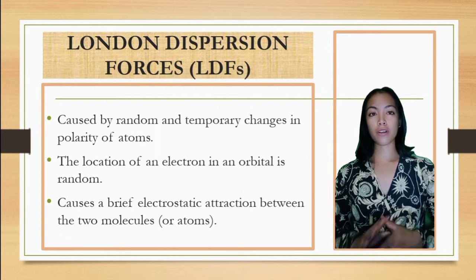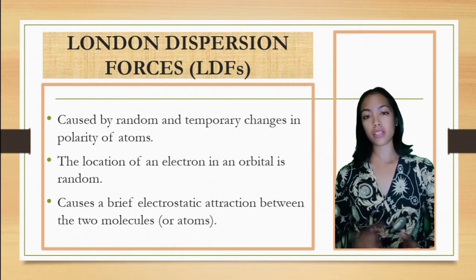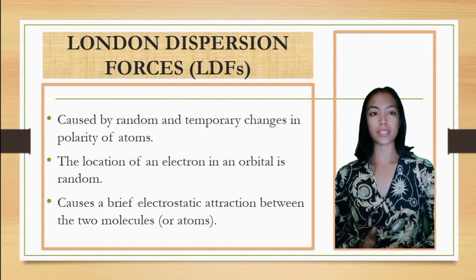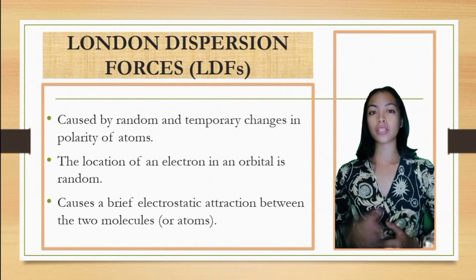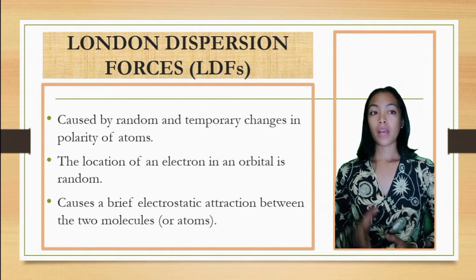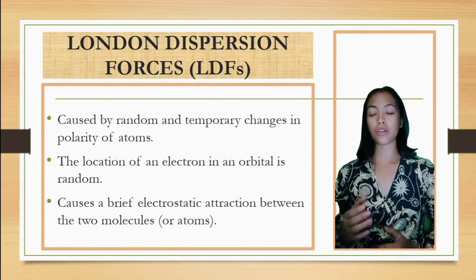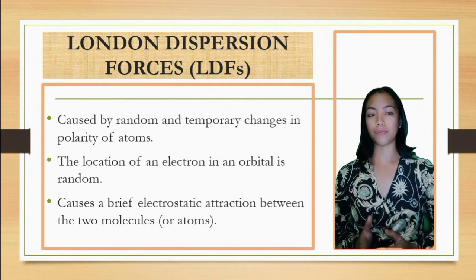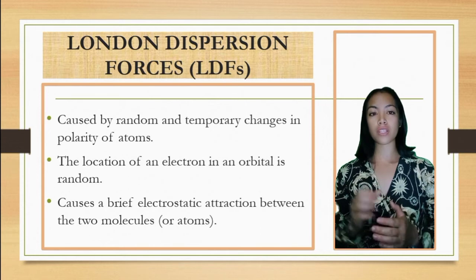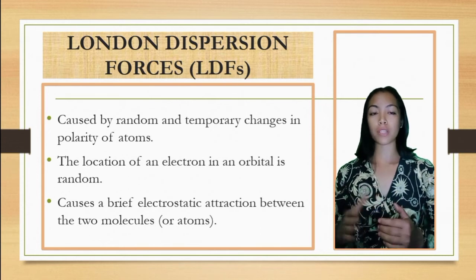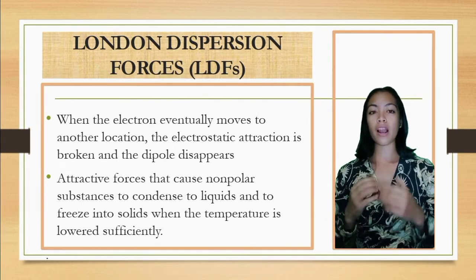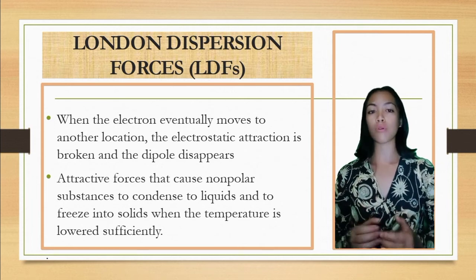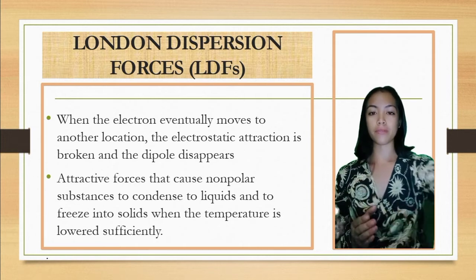London dispersion force is caused by random and temporary changes in the polarity of atoms, caused by the location of the electrons in the atoms' orbitals. The location of an electron in an orbital is random. The other side becomes slightly negative. This in turn repels electrons in the neighboring atoms, making this region slightly positive. This induced dipole causes a brief electrostatic attraction between the two molecules or atoms. When an electron eventually moves to another location, the electrostatic attraction is broken and the dipole disappears.